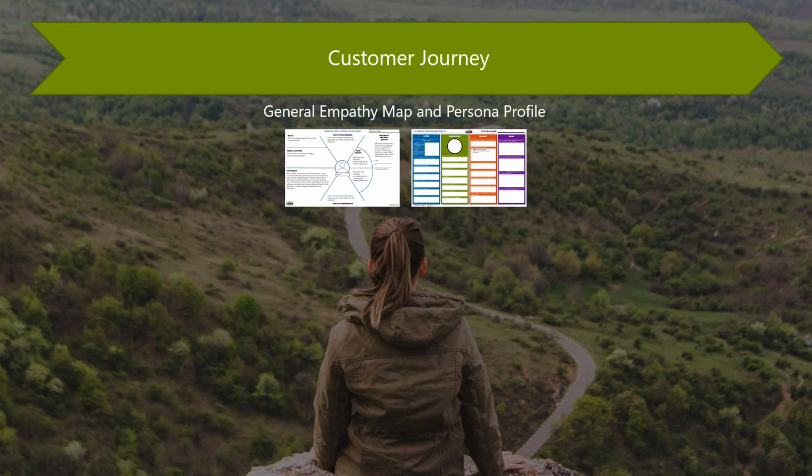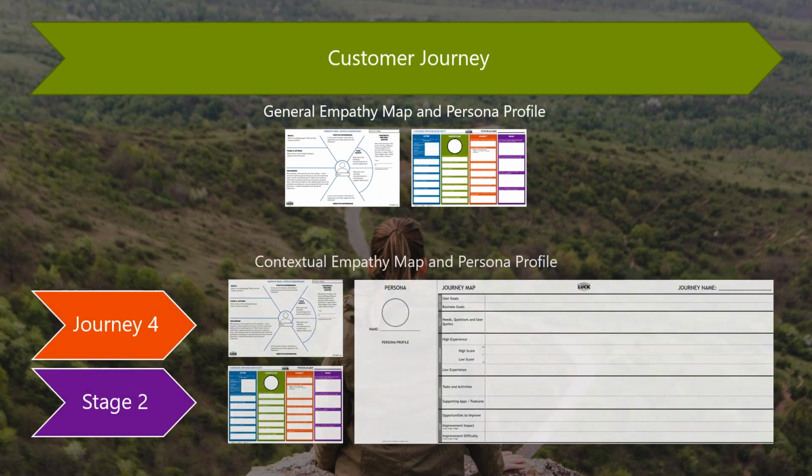So we've talked about personas and empathy maps and that kind of thing. With regard to the customer journey, what we've talked about so far are general empathy maps and personas. So that just basically means, hey, overall, here's the customer. But once I start looking at a specific journey, whether that be a journey stage or a journey phase, I might then also want to look at a contextual empathy map and persona profile.